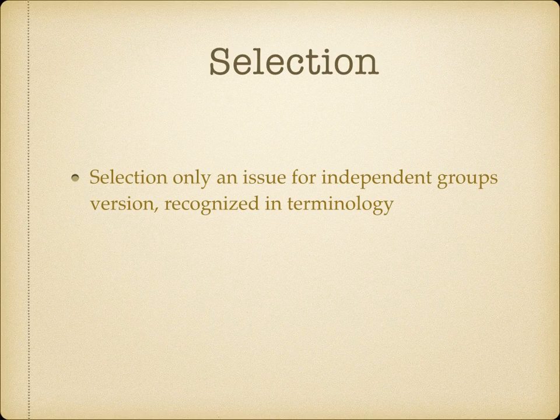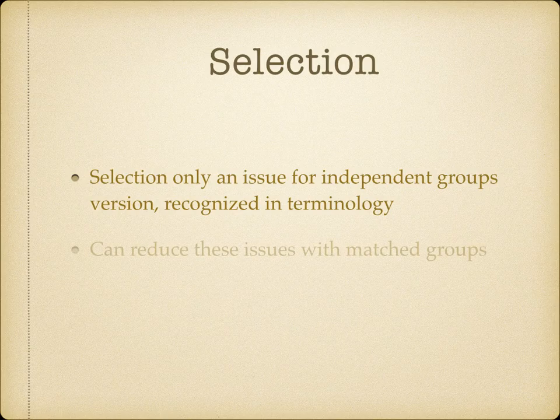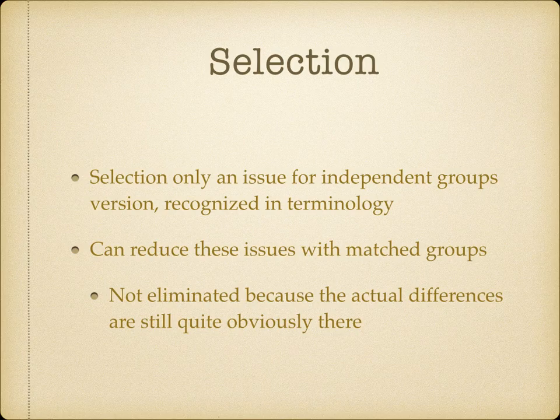We talk about selection. That's kind of like the big issue, and it's a big issue mainly for independent groups versions of this, either the non-equivalent control group or the non-equivalent control group time series design. In fact, you see the terminology recognizing that selection is an issue by describing them as non-equivalent control groups. But we can reduce these issues, and one of our main tools for doing that is matched groups. We don't eliminate it completely because actual differences are still obviously there. But if you pre-test people on some relevant variable for your study, you may be able to match them up with people in the two different groups, and therefore manage some of the issues of differences that might be attributable to one group versus the other, and therefore leave it only to the characteristic you're really interested in.